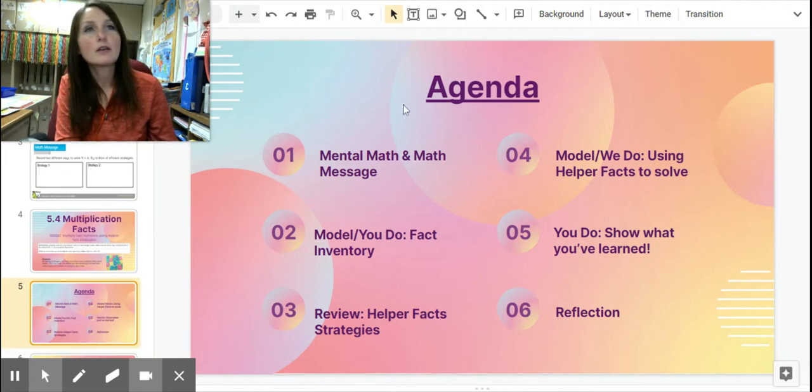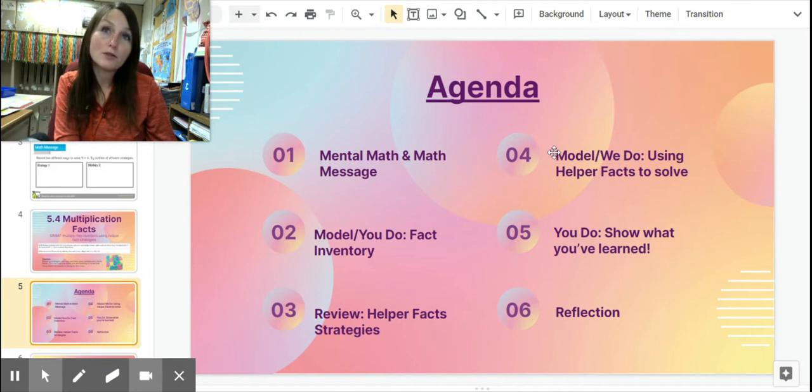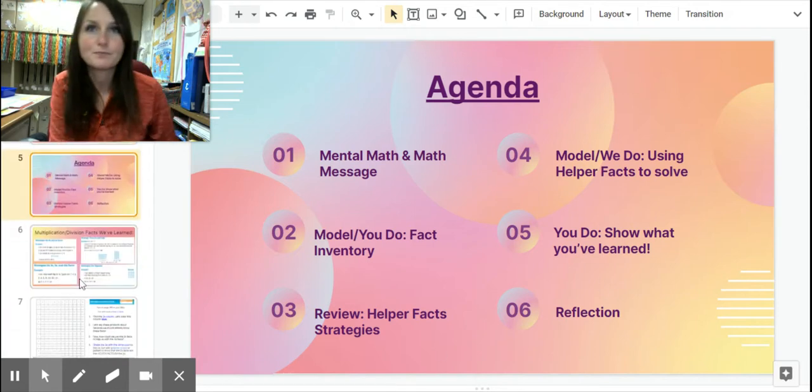And so here we just talked about our mental math and math message. I'm going to model and do a fact inventory with you. And then we're going to talk about our helper fact strategies that maybe you used for our math message. I'm going to model using the helper facts to help me solve. Then you're going to show me that you can do that on your own.